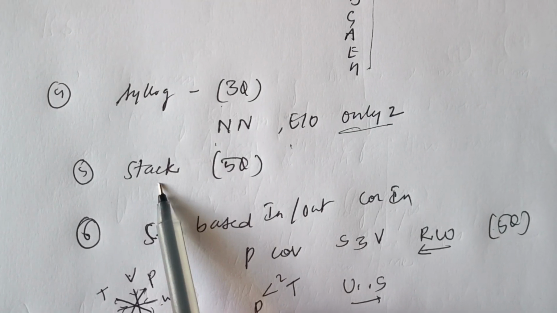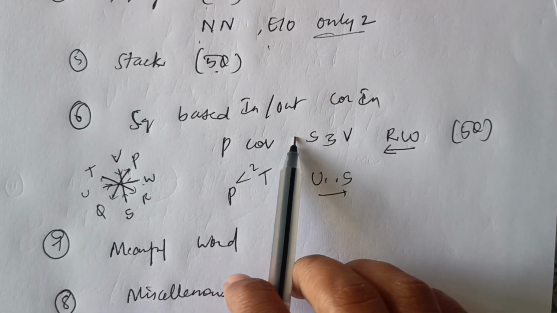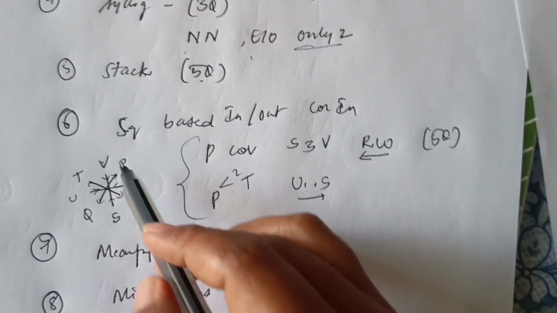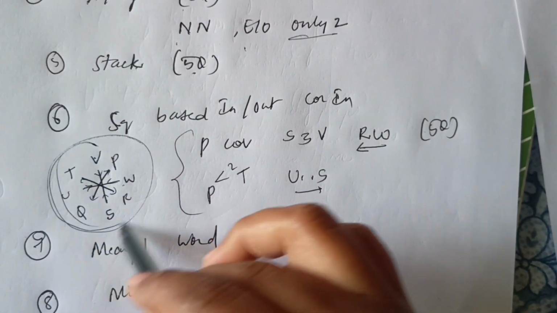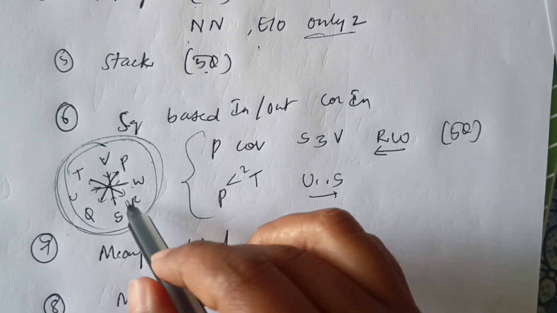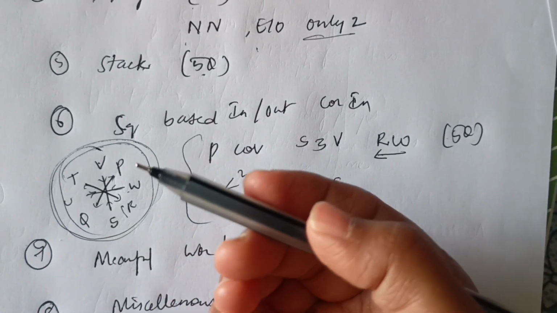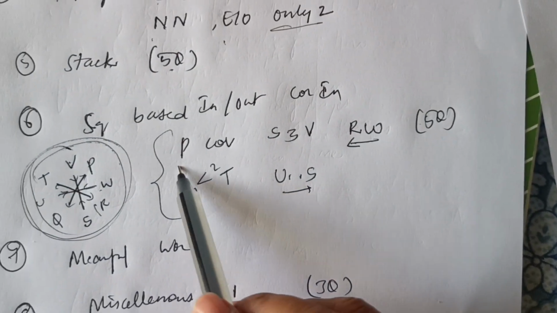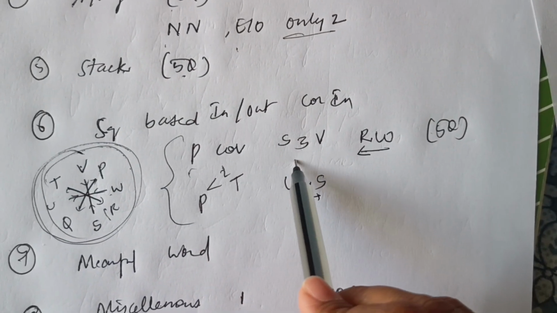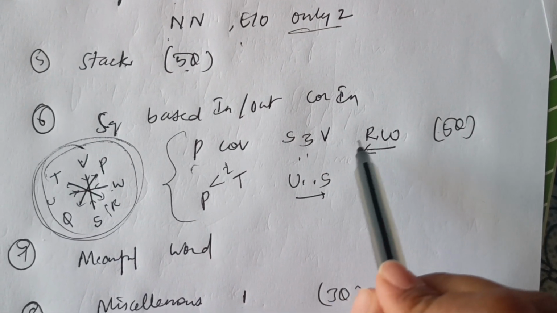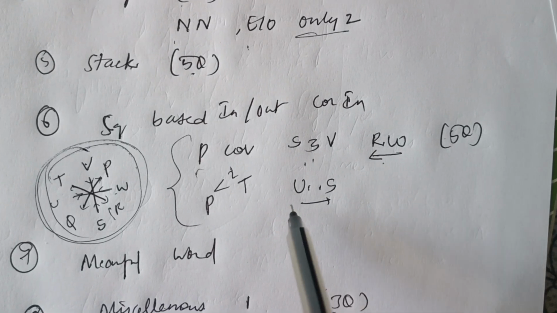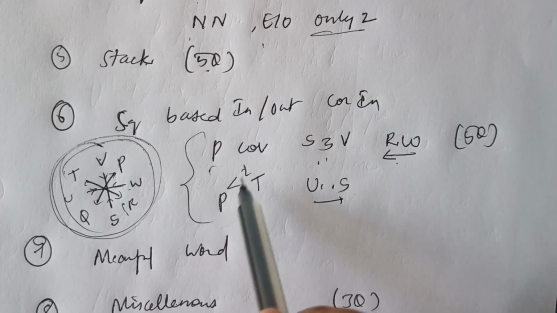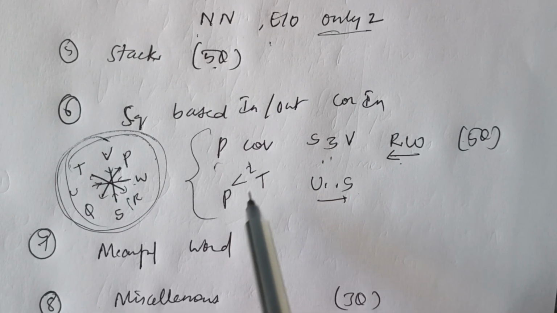Then there was a stack based puzzle, like in and out facing, and these are the conditions which I remember. I am not sure about the diagram now because I wrote it in my hand, but it already vanished. So these are the conditions: P was sitting at one of the corners, 3 sit between S and V, R sits to the immediate left of W, S sits third to the right of U, and less than 2 sit between P and T.